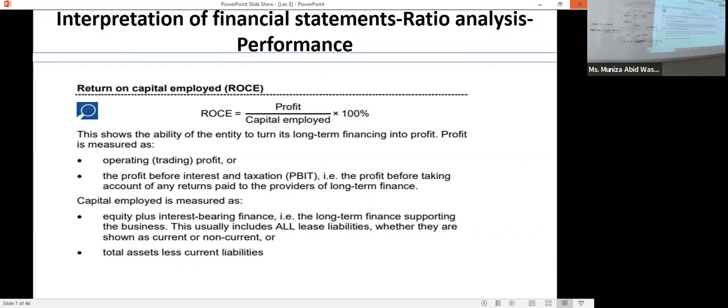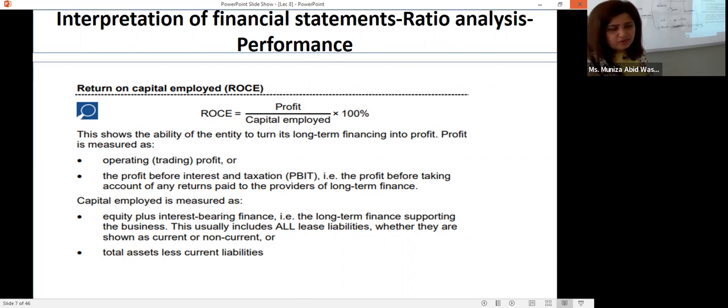So they say return on capital employed is equal to profit divided by capital employed multiplied by 100%. This shows the ability of the entity to turn its long-term financing into profit. Okay, what is the particular objective to calculate return on capital employed? Consider it. Students, in the exam also, if you are blank about some ratio, and you forgot what we wanted to analyze in a particular ratio, then just start focusing on its words.